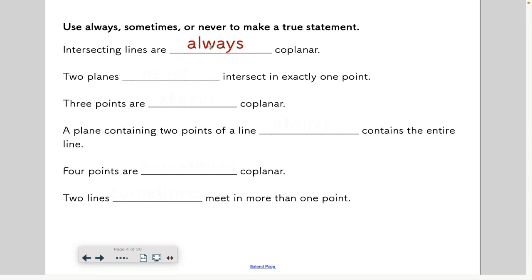Intersecting lines have to be in the same plane. I can't have a line against the wall intersecting with another line. If you extend this, there's no way it intersects that. They're in different planes. If they do intersect, they have to be in the same plane. That is always. Good job.